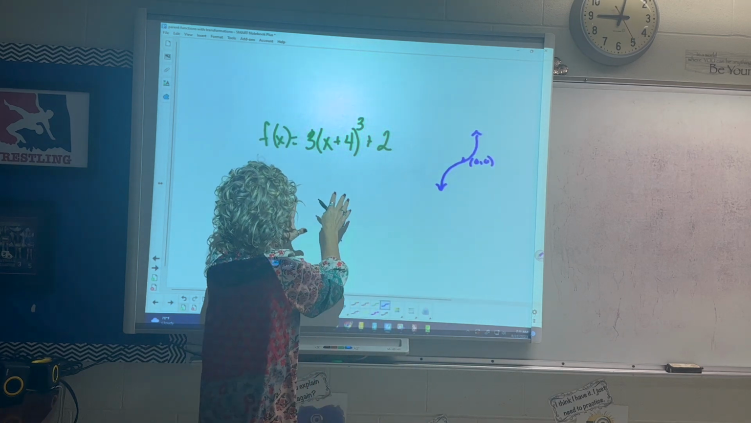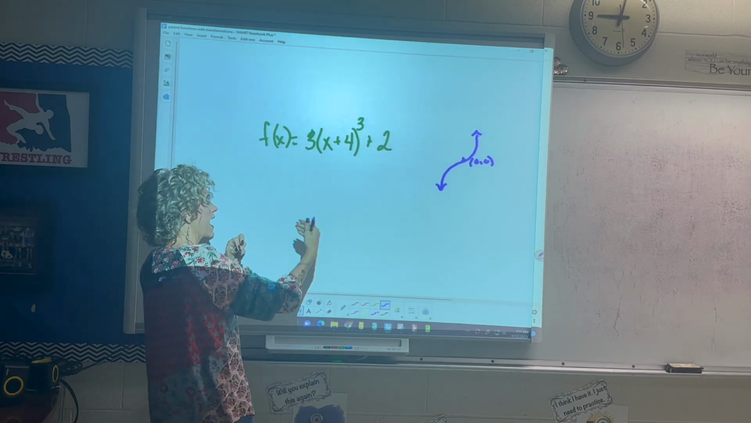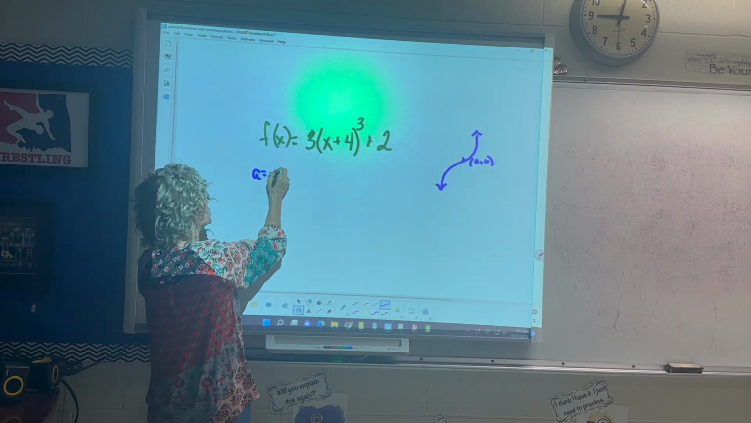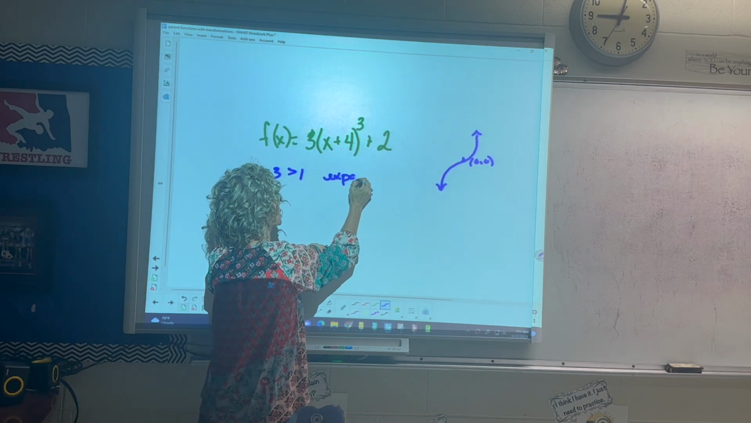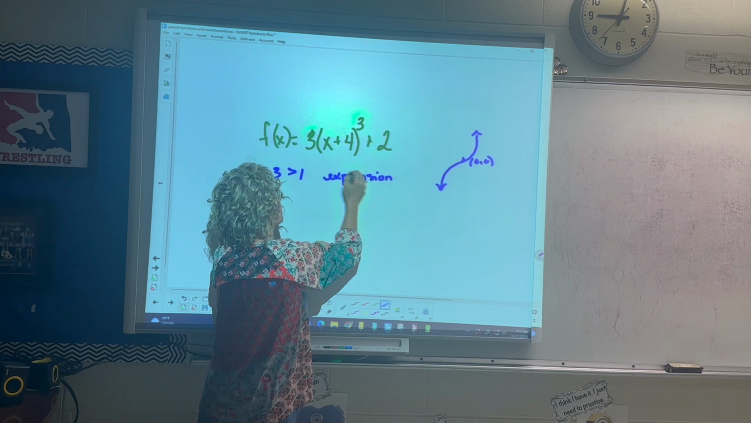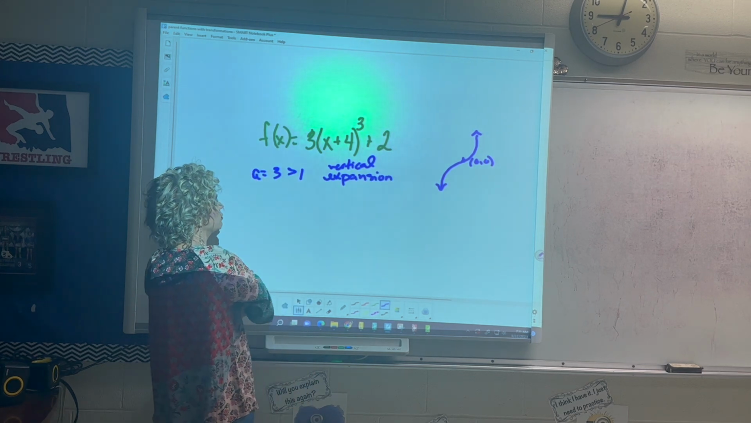Here's the thing. First thing I see is I have my 3. That 3 is my a value. So a is 3, which is greater than 1. So I have an expansion. And it is a vertical expansion because of where this is located. We have a vertical expansion.